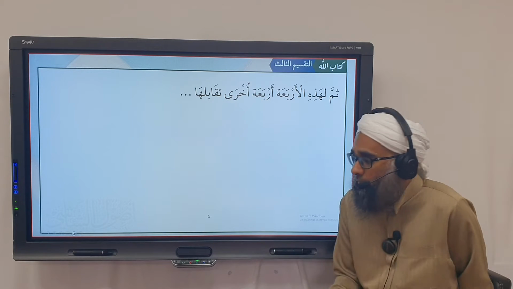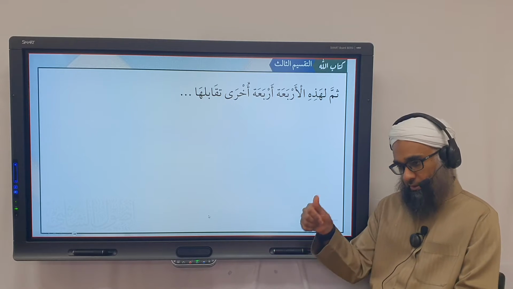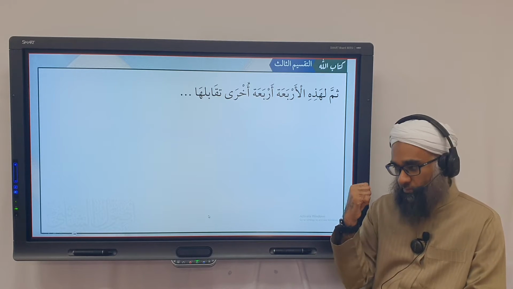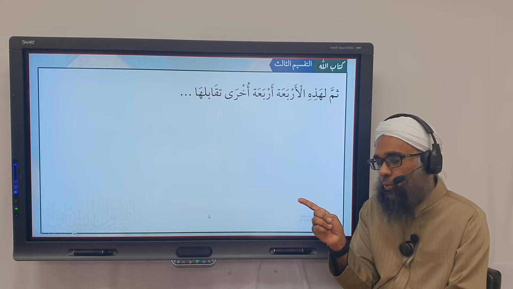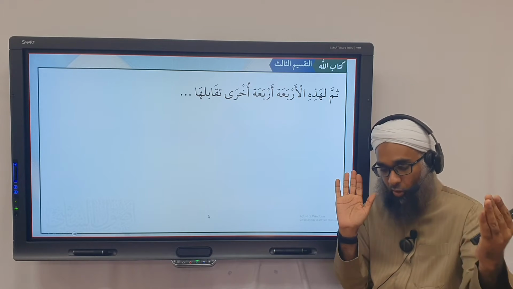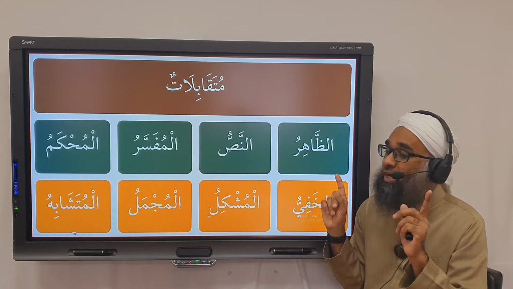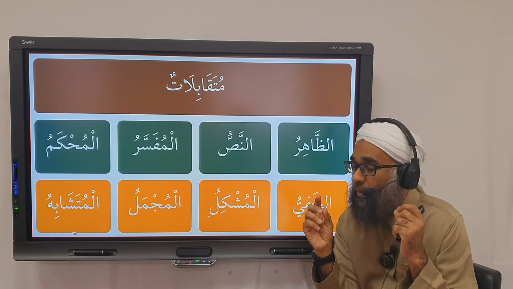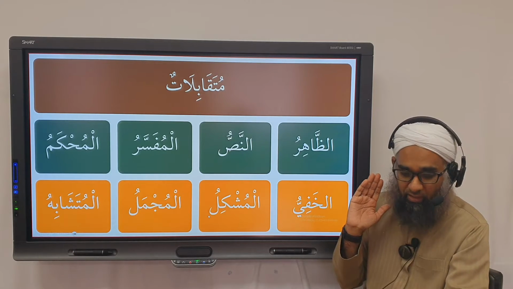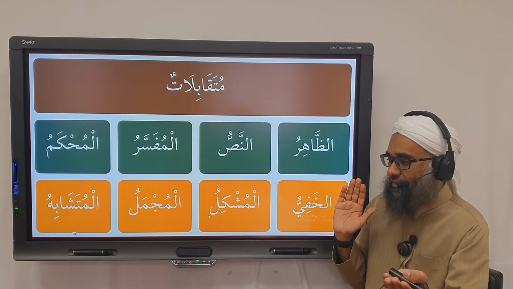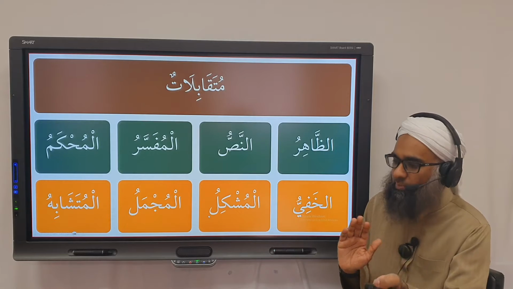Okay. So ثم لهذه الأربعة, for these four, which four is he referring to? The ظاهر, the nas, the mufassir and the muhkam. These four have another four, تقابلها, which match them, oppose them or line up with them. This is the chart I gave you last time. It's called the mutaqabilat, bab tafa'ul, and bab tafa'ul has the meaning of opposition, coming in line with one another. So we say ظاهر, on the opposite side of clarity is خفي. In nas we have mushkil, for mufassir we have mujmal, and muhkam we have mutashabih.